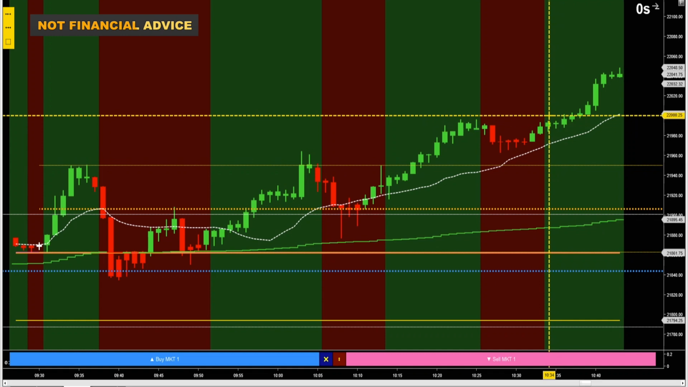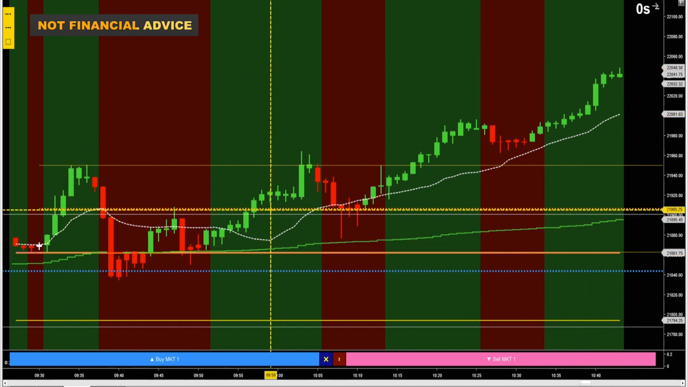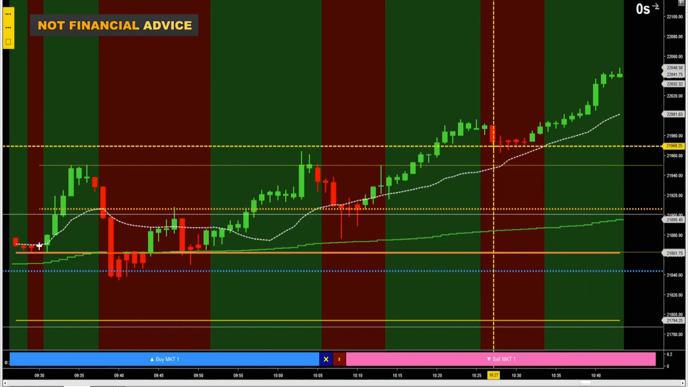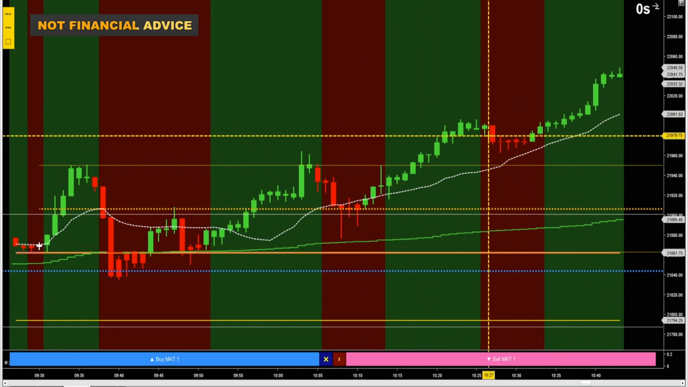Green candle, green background, looking for a break above. We pop up around 50 points. So 1, 2, 3, 4, 5, 6, 7 trades. The only semi-questionable trade would have been this trade.